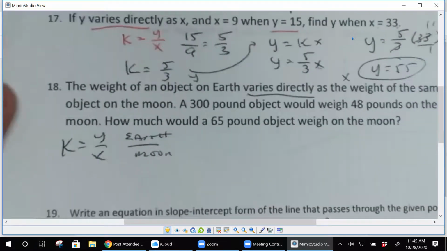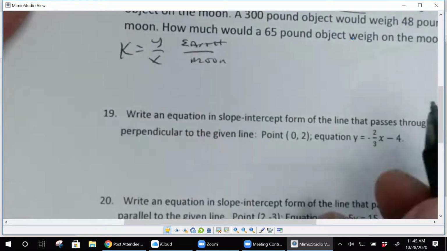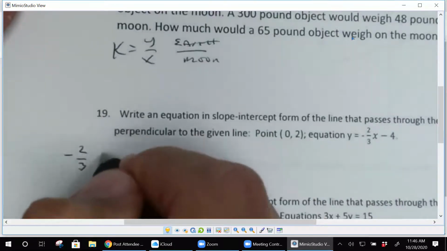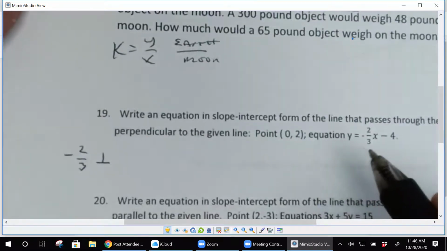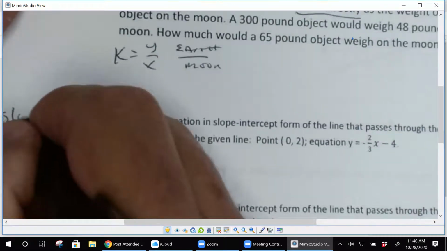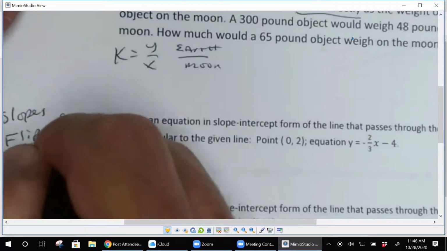Okay, so kind of a couple more little things. Perpendicular, don't forget perpendicular. So if you, and I'm going to help you on this one, this is negative 2/3 is my slope. If we say it's perpendicular, remember there's two things that make perpendicular. The slopes are flipped and they're the opposite.